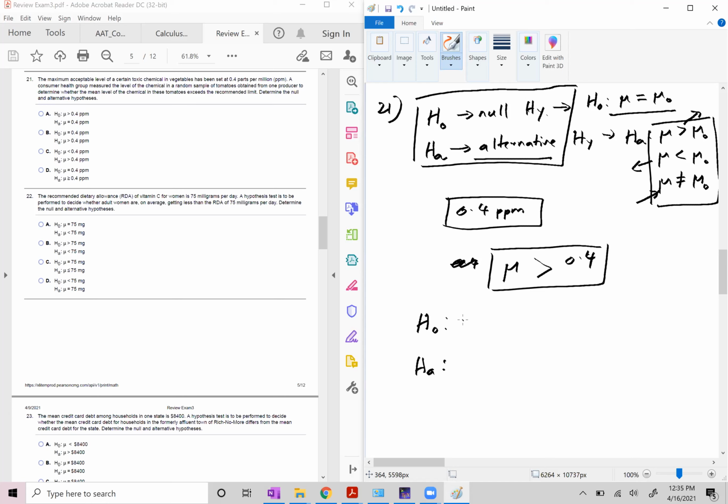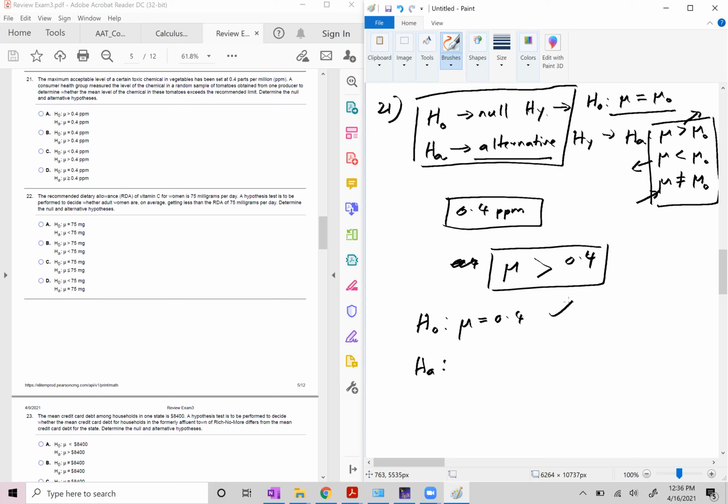Null is very easy. That means no change. The process is going on as usual. That means mu is 0.4 parts per million. That means null is not going to give us news, right? A new news, right? If the null is correct, there's nothing new. The production is going okay. There's no exceeded amount of toxic level in these tomatoes, so they can carry on their work nicely.